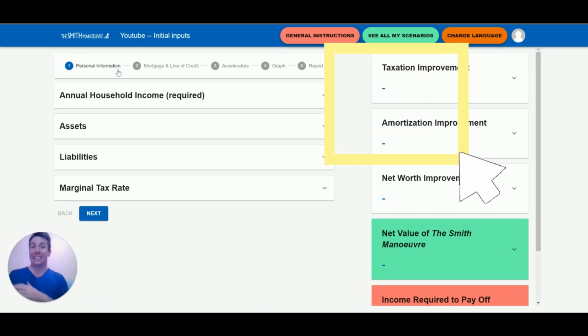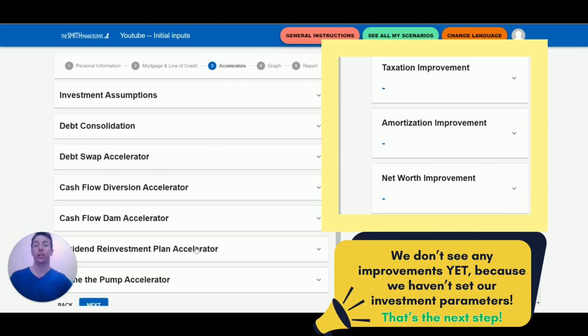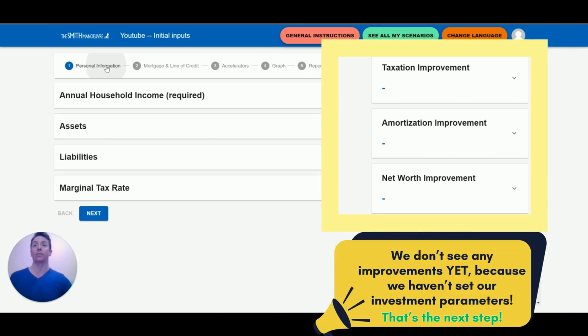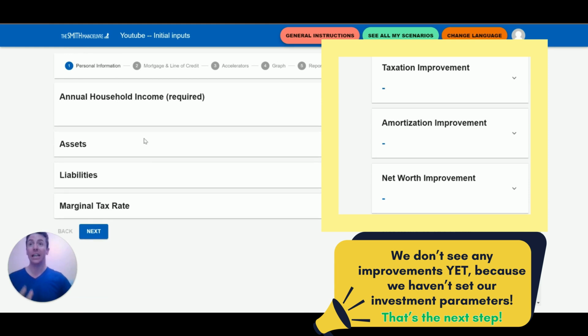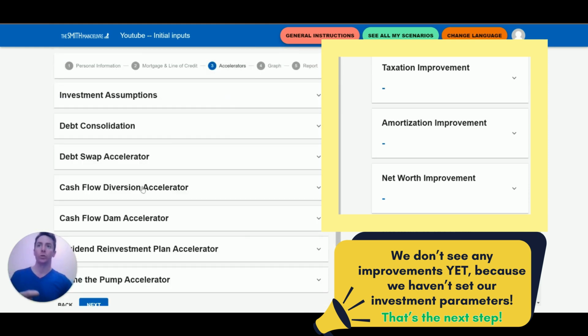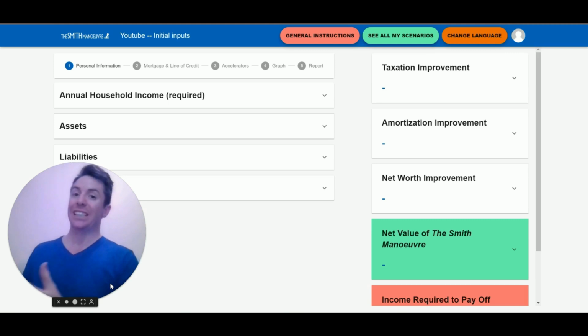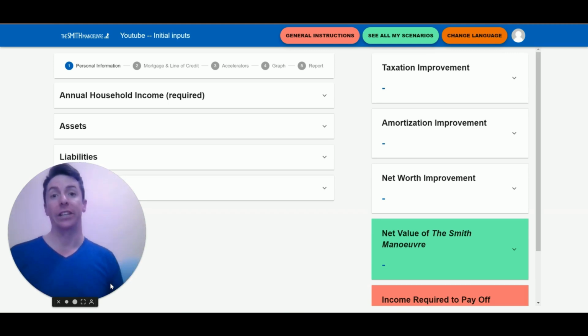In terms of input, that's all we got, guys. Make sure that everything is input there as best as possible, because it is going to affect things that show up further on in the accelerators and the graphs. So if you've got a rental property, make sure you put that in there as rental income. If you don't, you're going to run into problems, like not being able to use the cash flow dam accelerator, for example. That's it for the inputs. Take a look at the other videos and see how far we dive into the accelerators.